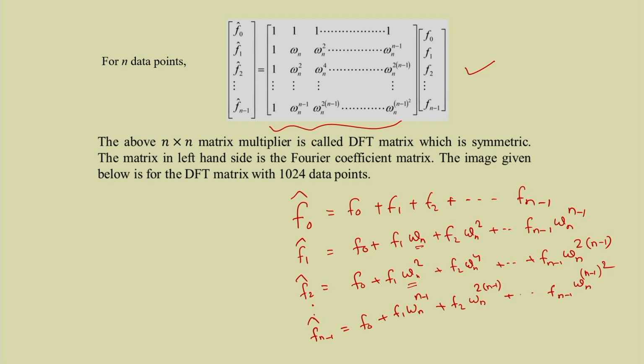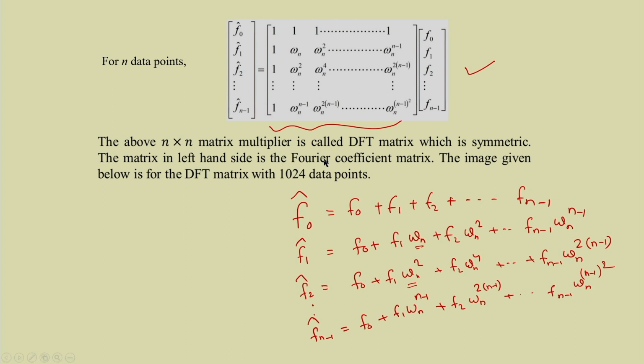So, if you have n data points, you can write F0 cap, F1 cap, F2 cap and F n minus 1 cap in terms of F0, F1, F2 and F n minus 1 using this matrix. It is an n cross n matrix, so the size of the matrix is n square, and it is symmetric. The matrix on the left hand side is the Fourier coefficient, so this is known as the Fourier coefficient matrix.